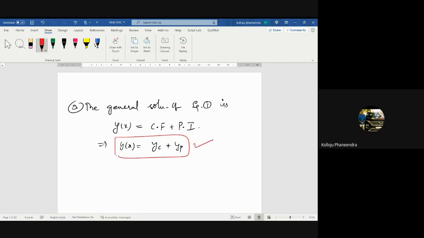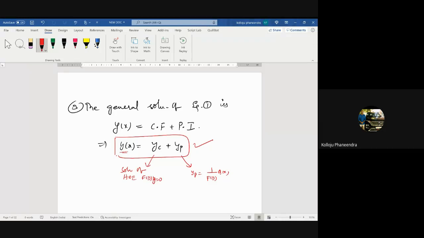This is the final answer. What is yc? This is the solution of the homogeneous differential equation, that is f of D into y equal to 0. And what is yp? yp is nothing but 1 by capital F of D into Q of x. Addition of these two is the general solution y of x.